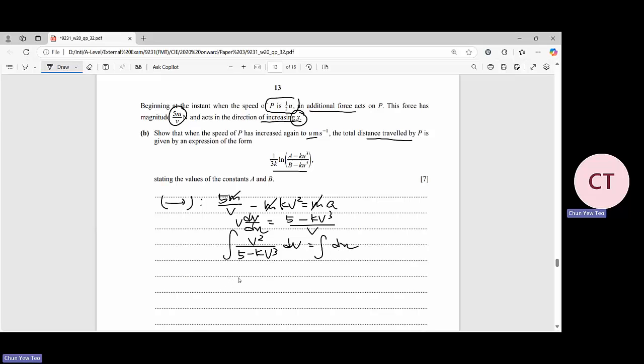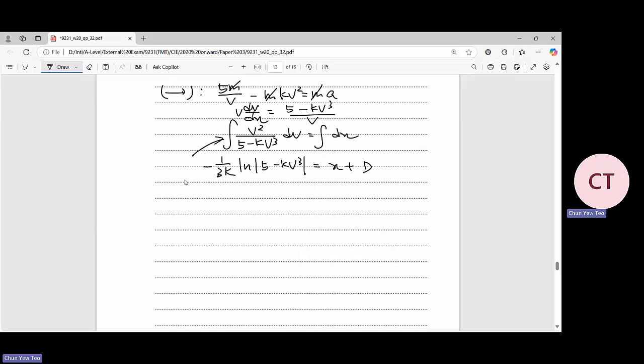If you integrate, just use the formula of f prime over f. Using this technique to integrate, the answer will be negative 1 over 3k ln modulus 5 minus kv cubed equal to x plus d. Now they say that when your x is equal to 1 over k ln 2, your v is equal to half u.